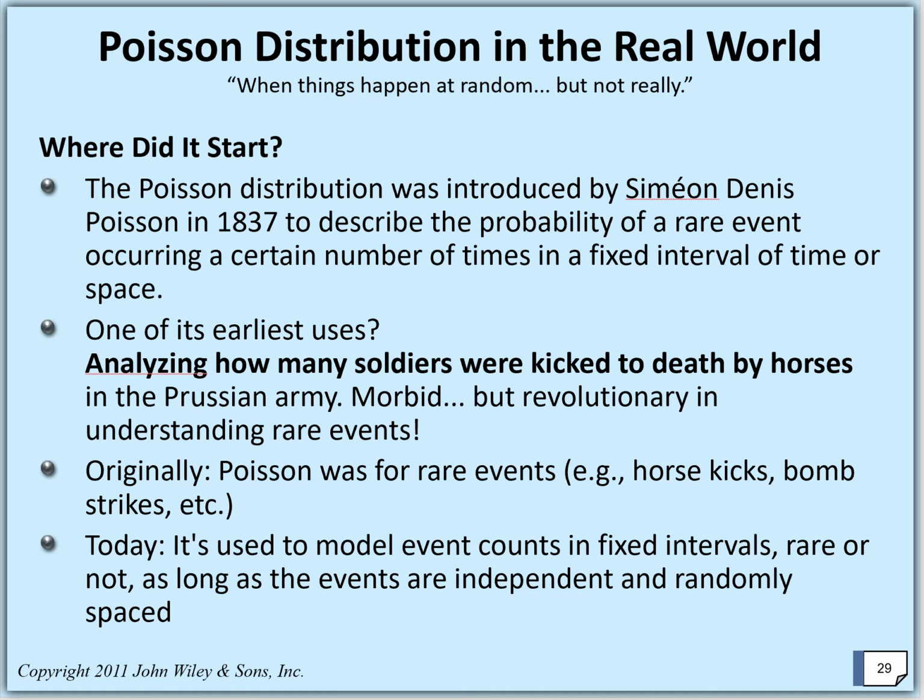Today, it is used to model events counted in a fixed time interval or a space interval. Rare or not, it doesn't matter now. As long as the events are independent, they are randomly spaced, and we don't know the number of times the event will occur. We just know that let's look at 1 year and see how many times lightning strikes and so on.